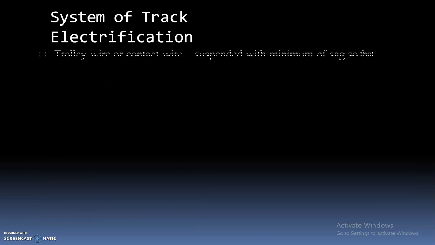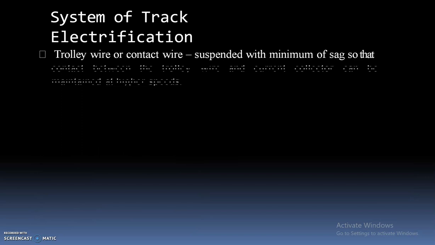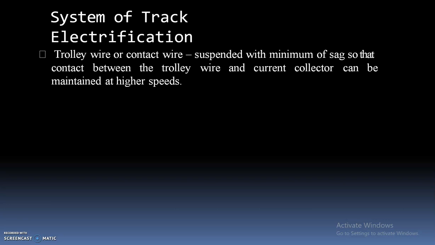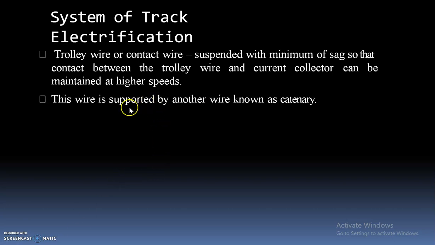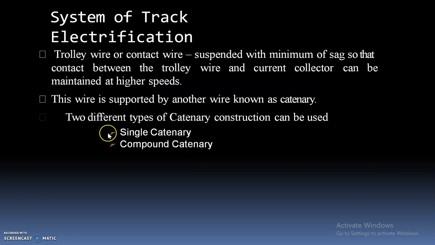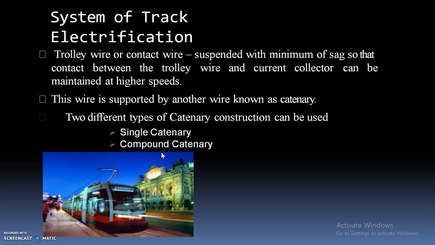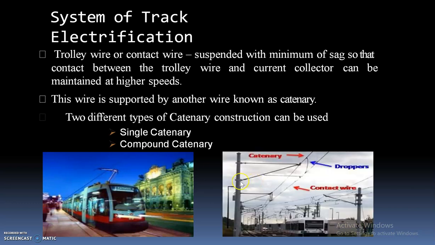Coming to the system of track electrification, trolley wire or contact wire is suspended with a minimum sag so that the contact between the trolley wire and the current collector can be maintained at higher speeds. This wire is supported by another wire known as catenary. Two different types of catenary constructions can be used: single catenary or compound catenary. And here are the diagrams in which you can see the overhead line supplying the locomotive.